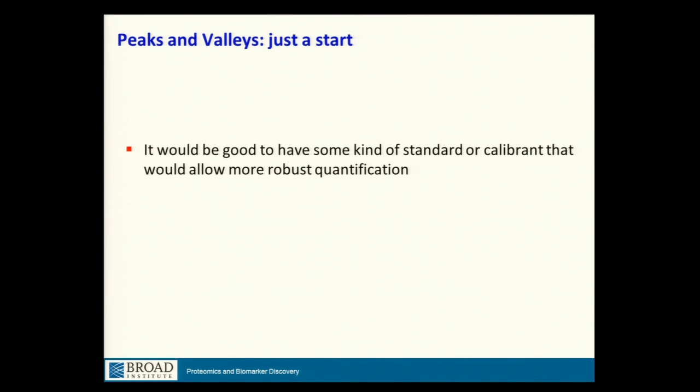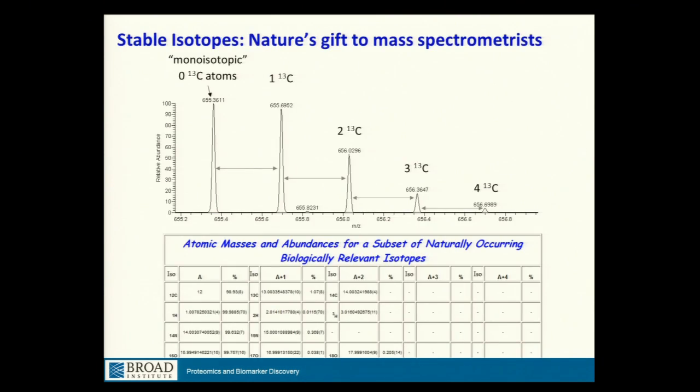So it would be good if we could have some kind of standard or calibrant that we could introduce into our experiments to make a lot of these issues go away. And this is where stable isotopes come in. So I think of stable isotopes as nature's gift to mass spectrometrists because they enable so many quantitative techniques.